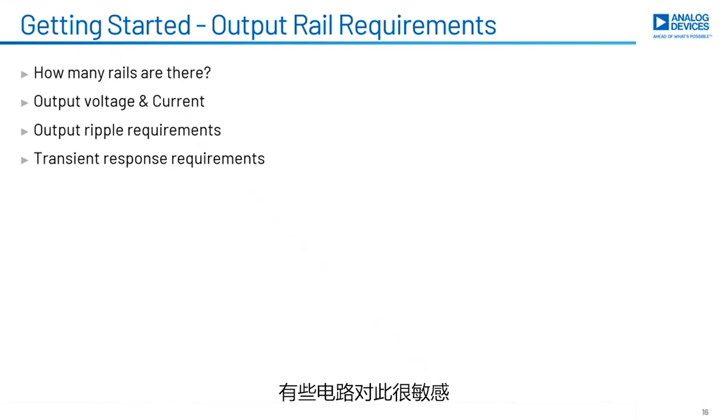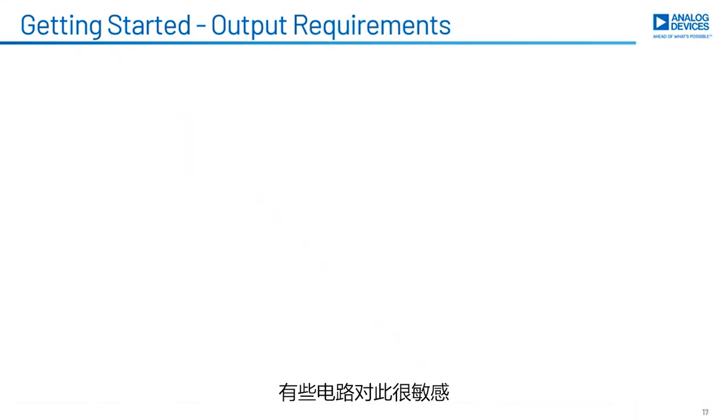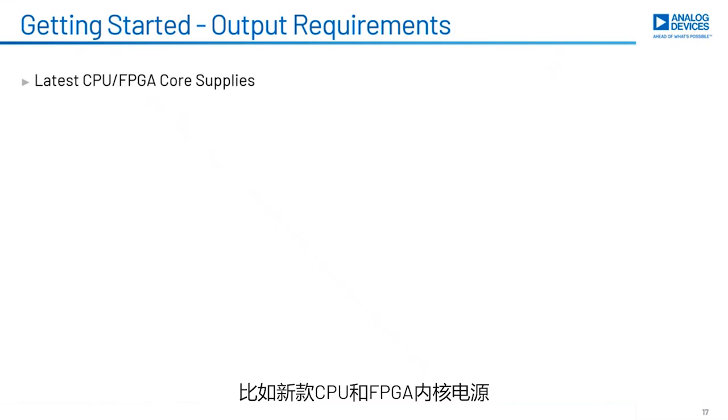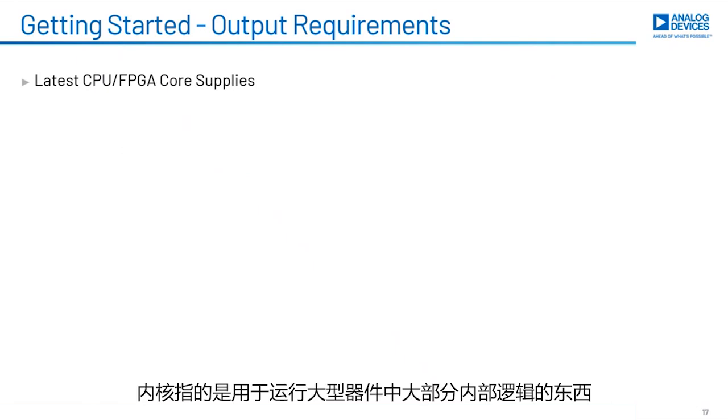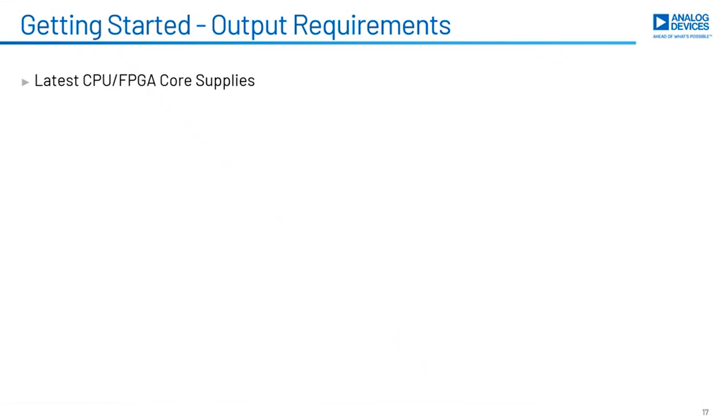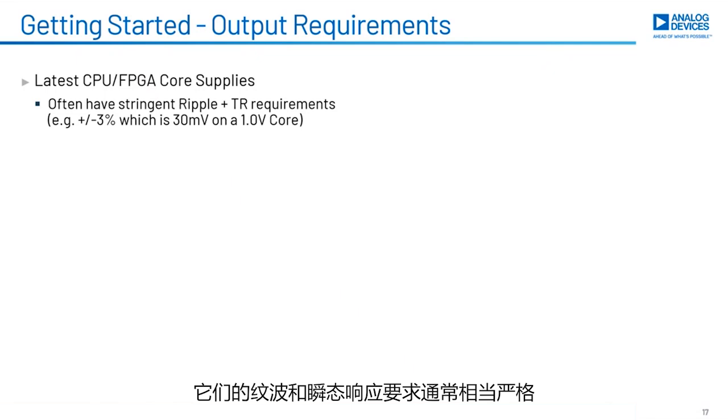So some circuits are sensitive to that. An example is the latest CPU and FPGA core supplies. So the core is the thing that runs most of the internal logic on these large devices. And they often have pretty stringent ripple and transient response requirements.